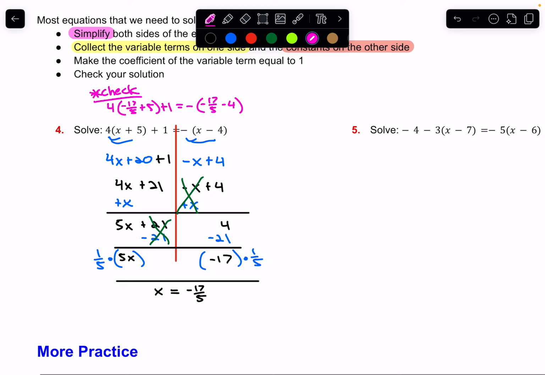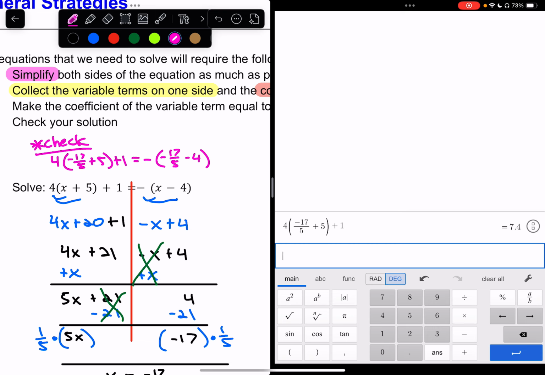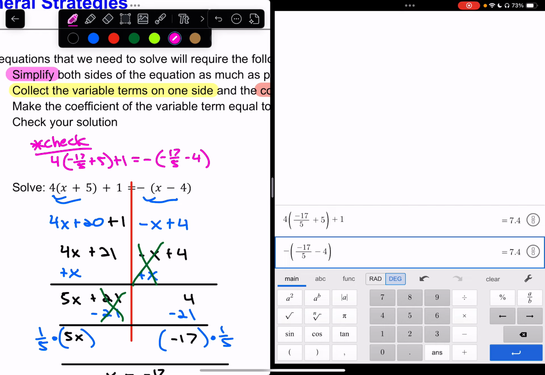Go to the right, use the right arrow again to get out of the fraction. Plus 5, parentheses, plus 1, and that gives me 7.4. So now I'm going to hit the blue button to get to a new line. And now I'm going to type in what's on the right side of the equation, which is a negative sign, and then parentheses, fraction, negative 17 over 5, minus 4, and then close the parentheses.